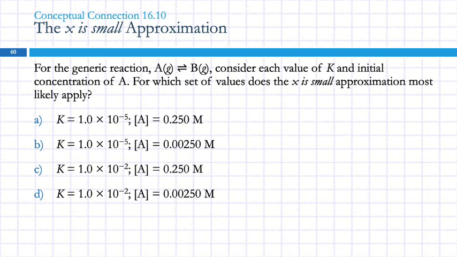So here we have a reaction, A goes to B. Consider each value of K and initial concentration of A. For which set of values does the X is small approximation most likely apply? So are we looking for large K or small K? Small K. Large starting concentration or small starting concentration? Large starting concentration. So looking at these two are larger Ks, so it's probably one of the first two. And then this is a much larger concentration, so it's got to be A.